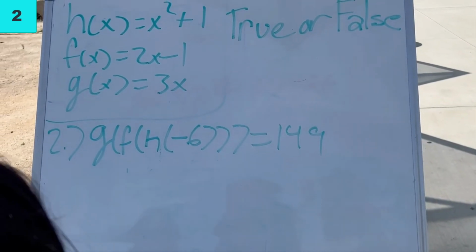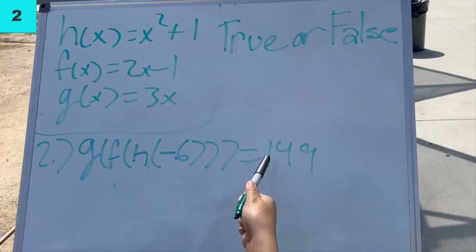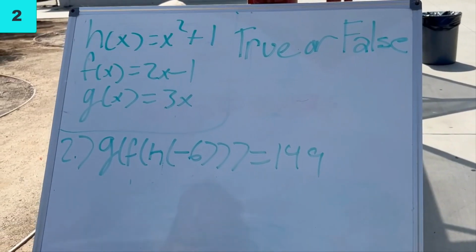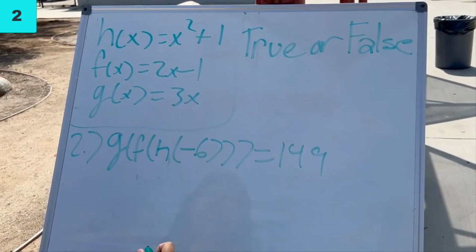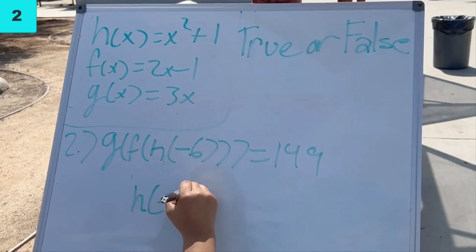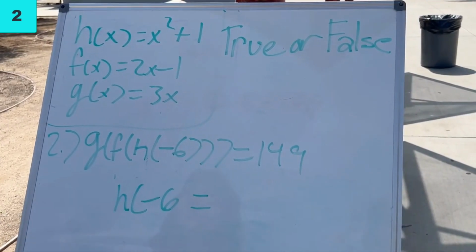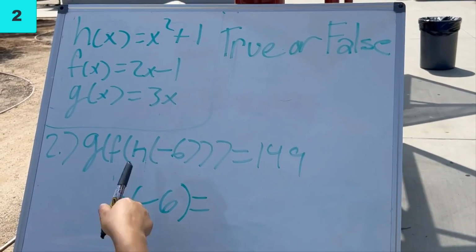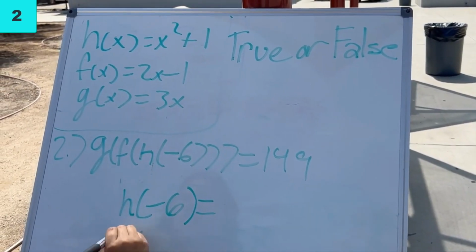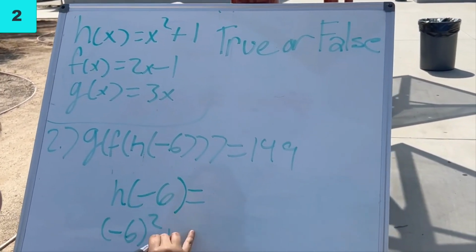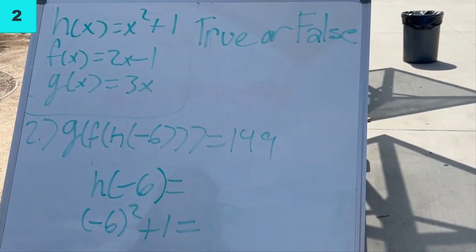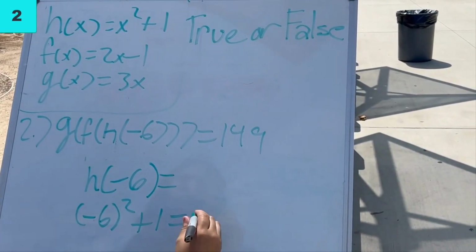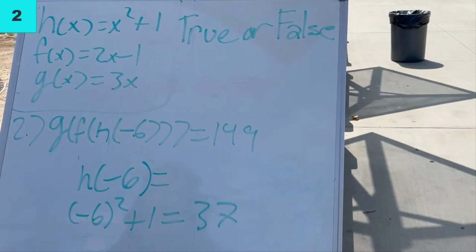Hey, we are doing question number 2, and we're going to see if all of this equals this, if it is true or false. So first we're going to start with h of negative 6. We're going to sub in negative 6 for the x. So it'll be negative 6 squared plus 1 equals negative 6 times negative 6, 36 plus 1 equals 37.